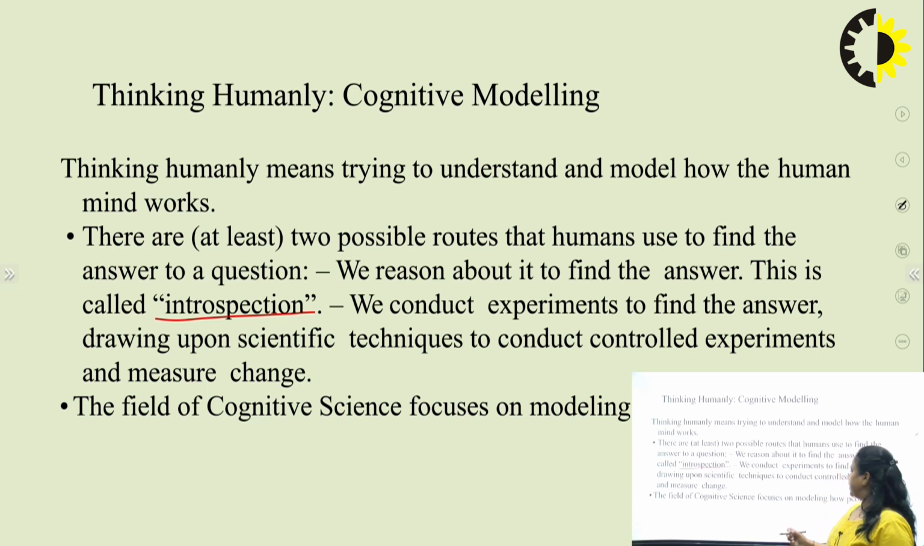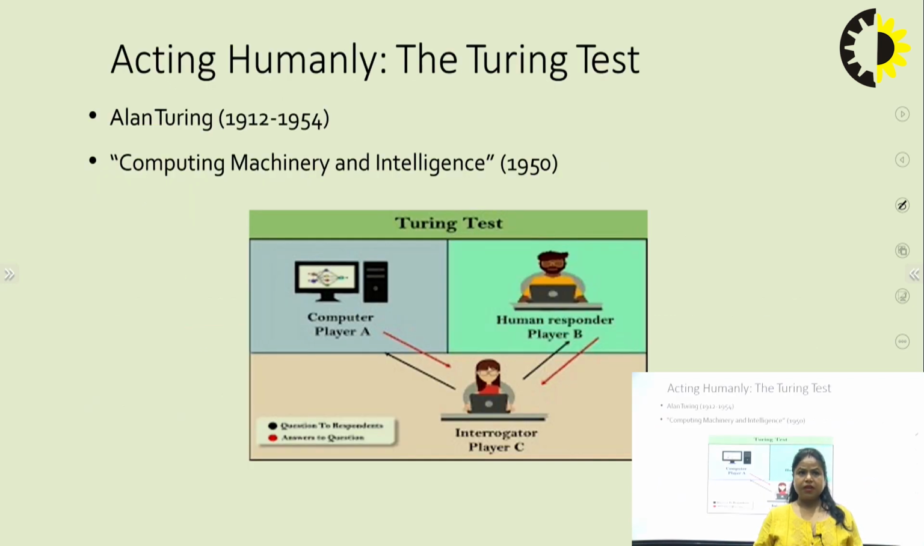The field of cognitive science focuses on a model of how the people think. Basically, when I'm using the word cognitive sciences, we are focusing more on how the people think about the system. Now, see, you can see one example.